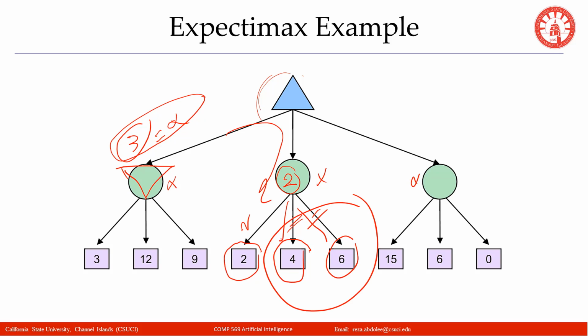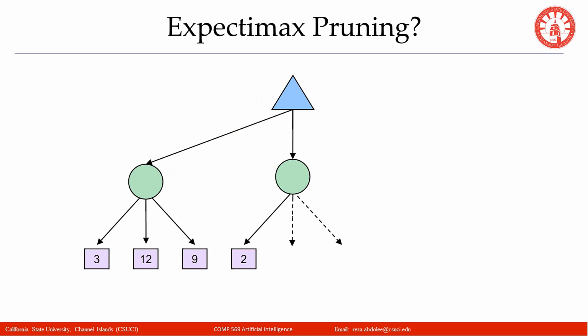But how about for expectimax? Is it possible for you to do this? In expectimax, we basically calculate the average of all those states, and we have it in here. Right now, since we are calculating the average of those states, what is the mechanism to prune the search tree to reduce the complexity?